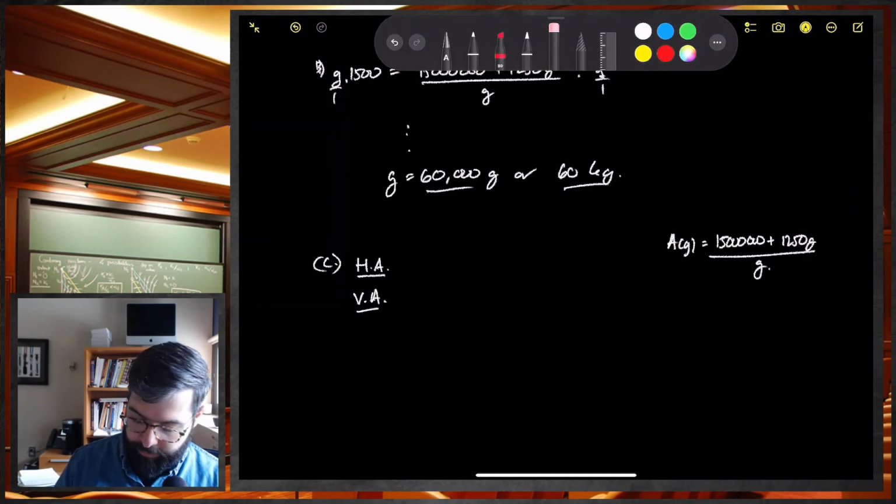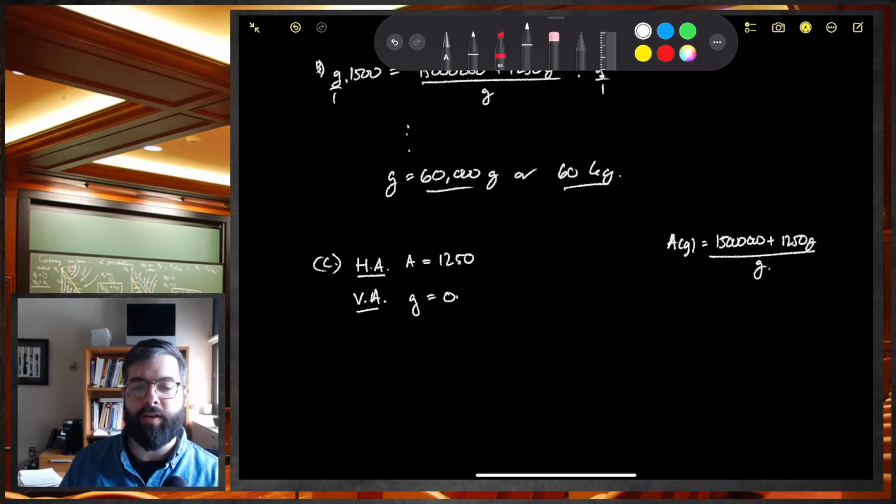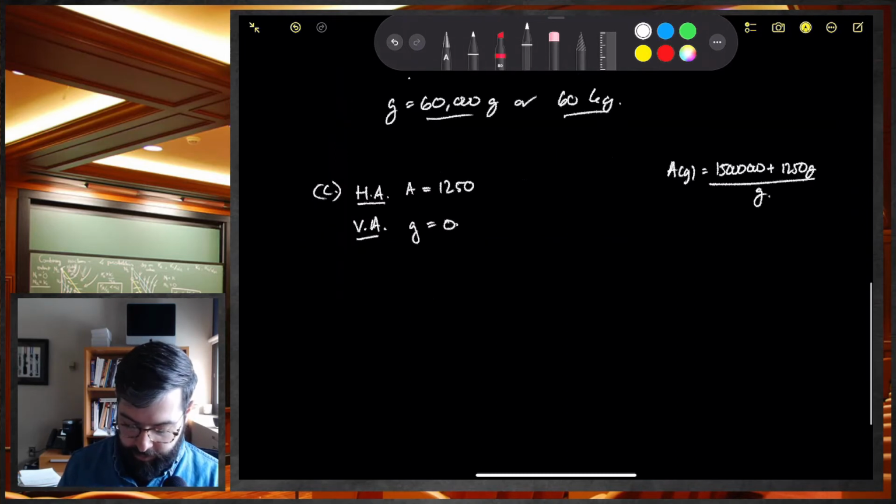pencil's glitching out here, a equals 1250. And your vertical asymptote would be at g equals 0. It's going to be undefined there, right? So the function cannot cross that line.